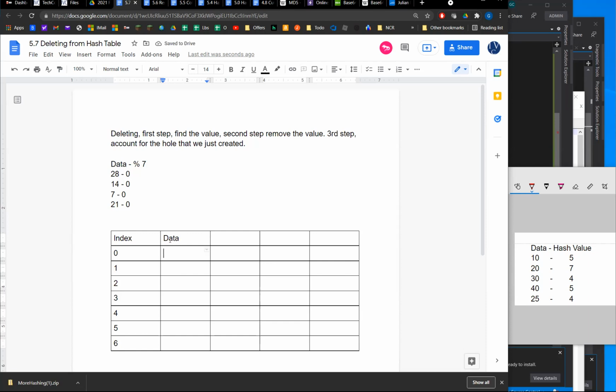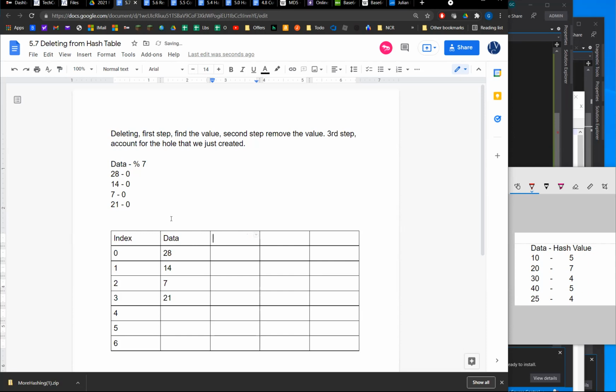All right, so 28 was first, so that gets to find its ideal location, and then everyone else just goes through a linear probe, sliding on down from there. So let's go ahead and delete 28. Now let's do our lookups. Lookup for 21.